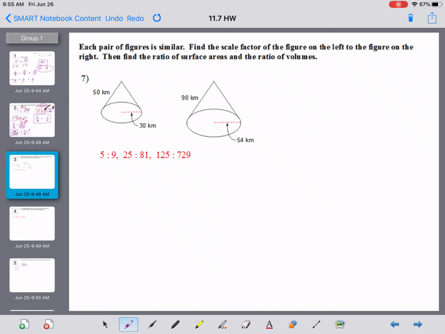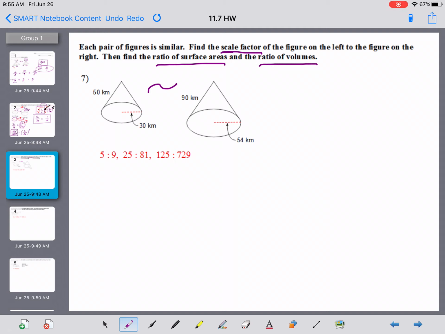Weird thing about number 7, you have to read carefully. They're actually asking you 3 different questions here. Okay, so what's going on? Each pair of figures is similar. Yeah, you're going to see that a lot. We're supposed to find the scale factor of the 2 figures, then the ratio of the surface areas, and then the ratio of their volumes.